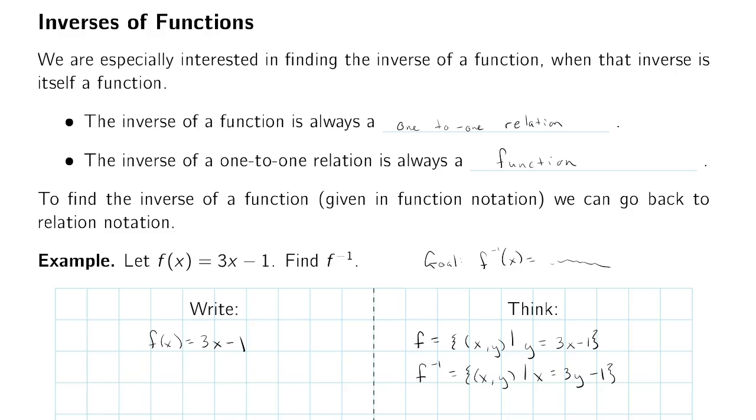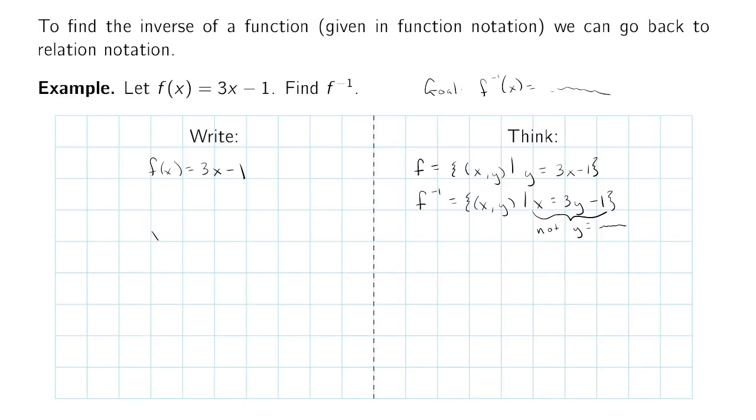So that gives us our inverse relation. But because this is not in the form y equals stuff with an x in it, we can't go from there directly back to function notation. First, we need to solve for y. So we're going to write this equation with x and y reversed. We'll have x equals 3y minus 1. And now our goal is to solve for y.